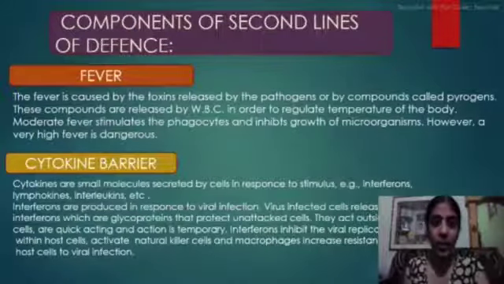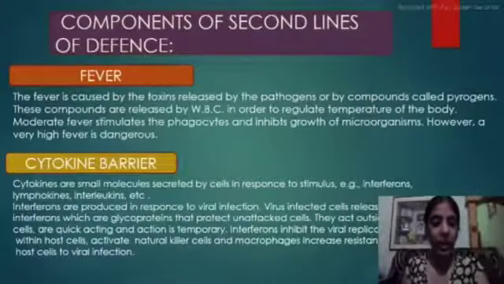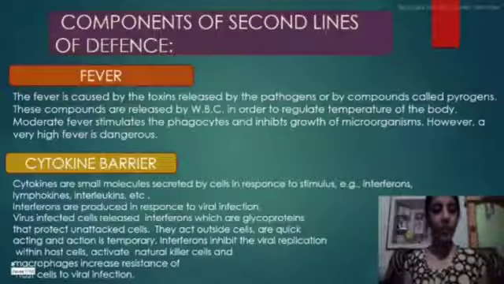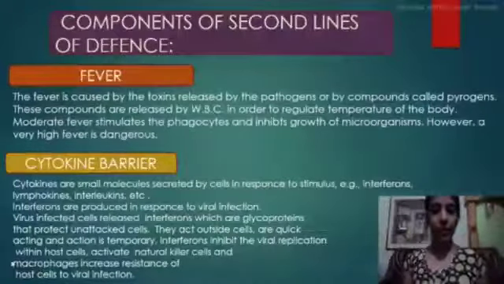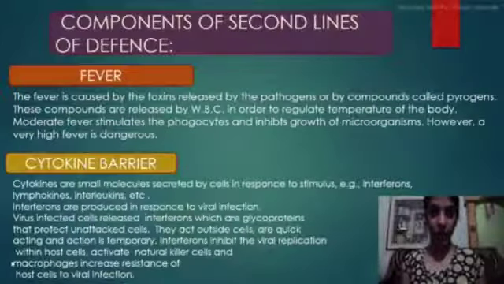Cytokine barrier. What are cytokines? These are small molecules secreted by cells in response to stimulus, such as interferons, lymphokines, interleukins, etc. So, interferons are produced in response to viral infection. Virus-infected cells release interferons, which are glycoproteins that protect uninfected cells. They act outside cells and are quick-acting, and the action is temporary.